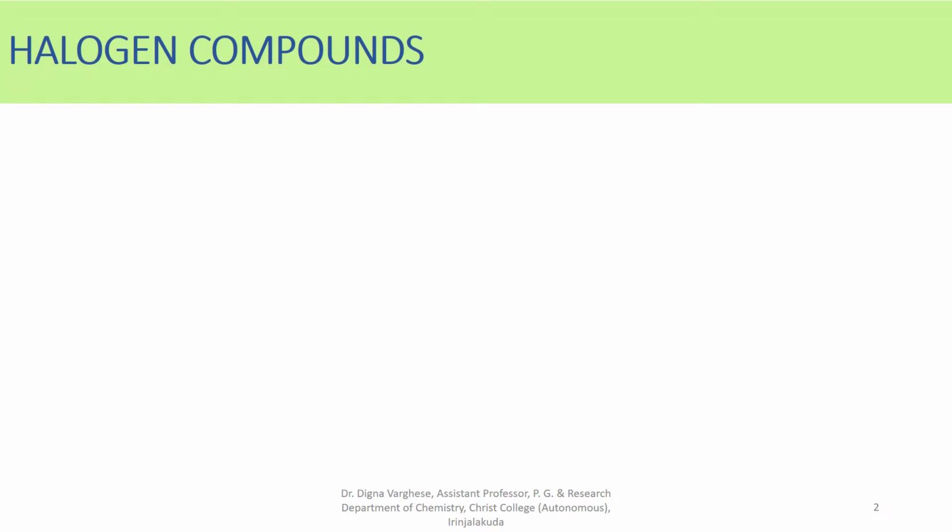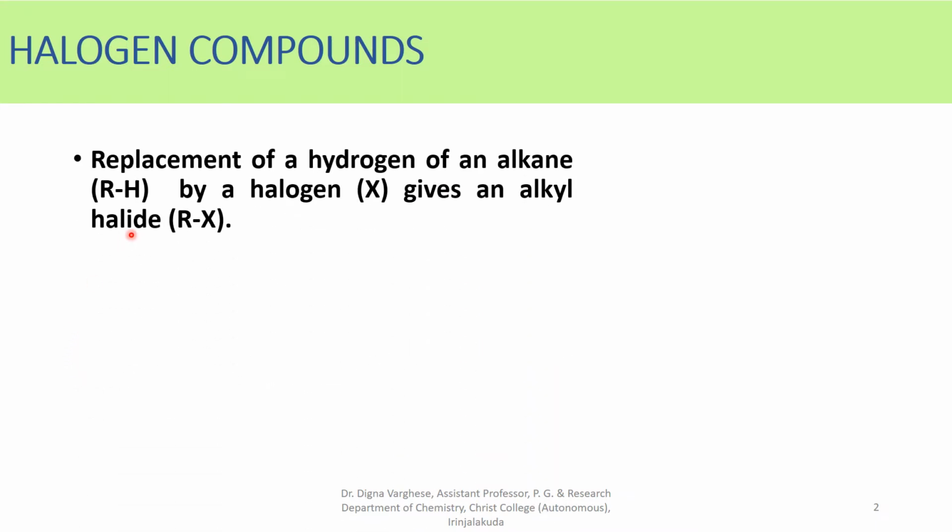Halogen compounds. Compounds obtained by the substitution of one or more hydrogen atoms of hydrocarbons by halogen, that is fluorine, chlorine, bromine, or iodine atoms, are called halogen derivatives of hydrocarbons. Examples: alkyl halides, aryl halides, etc. Here you can see the replacement of a hydrogen atom of an alkane by a halogen gives an alkyl halide.